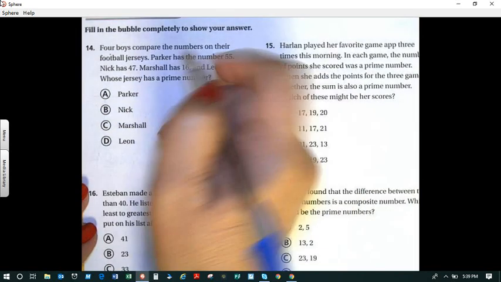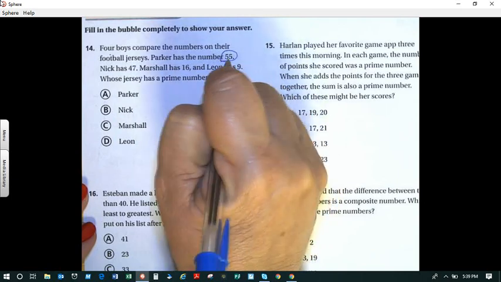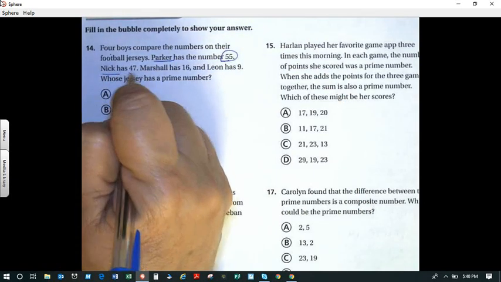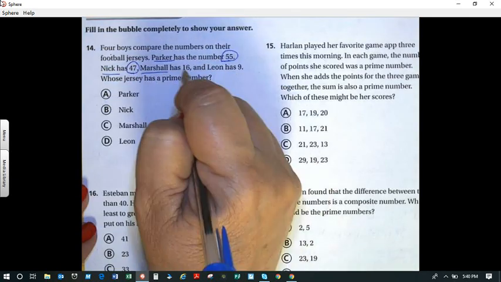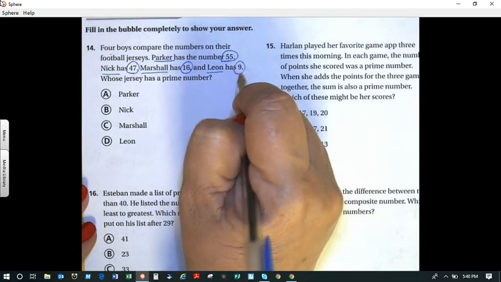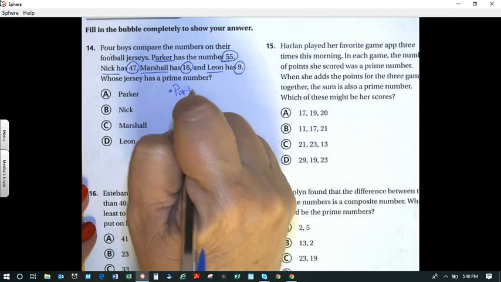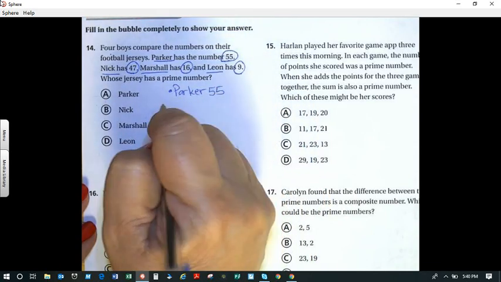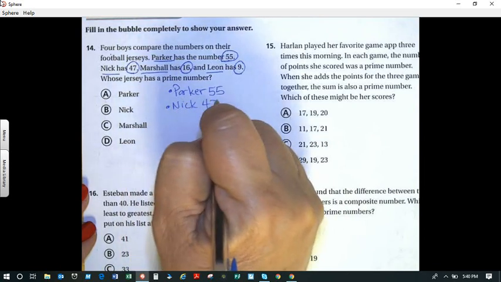All right, so I'm going to go back and do my underlining. I have 55. That belongs to Parker. Nick, I'm going to circle my number, 47. Remember what we're doing. Underline Marshall, circle 16. Underline Leon, circle 9. I'm going to bullet Parker, 55. I should have scooted more over here. Nick, 47.